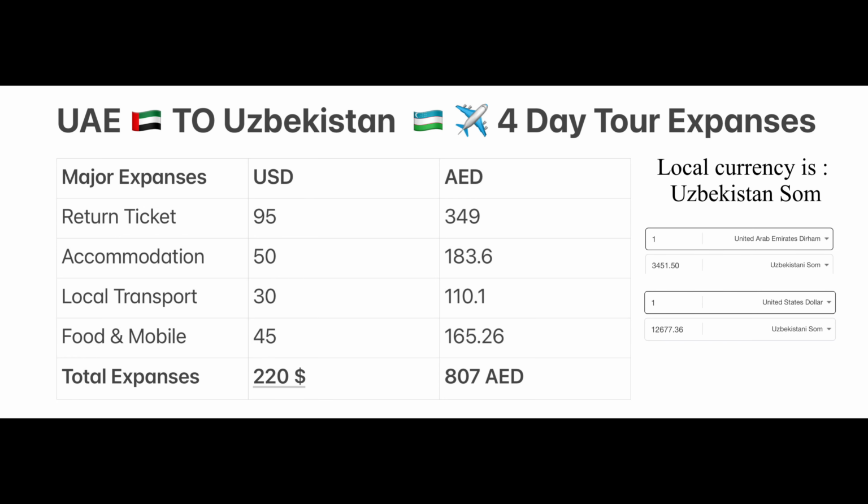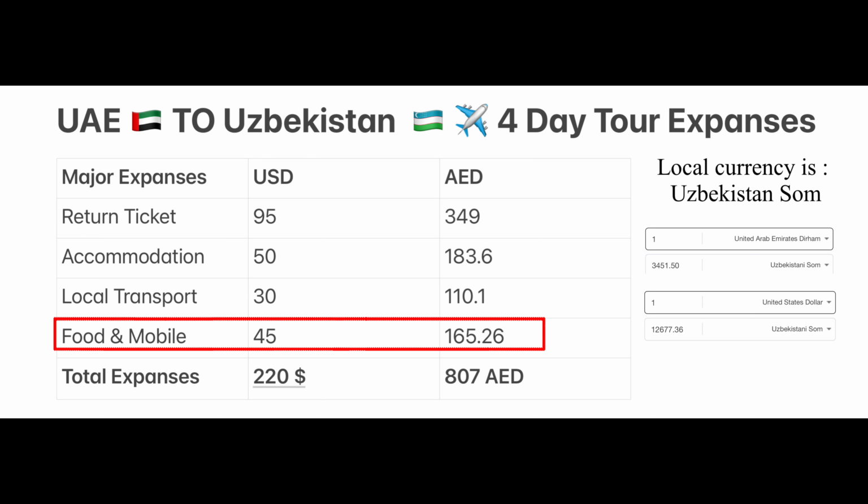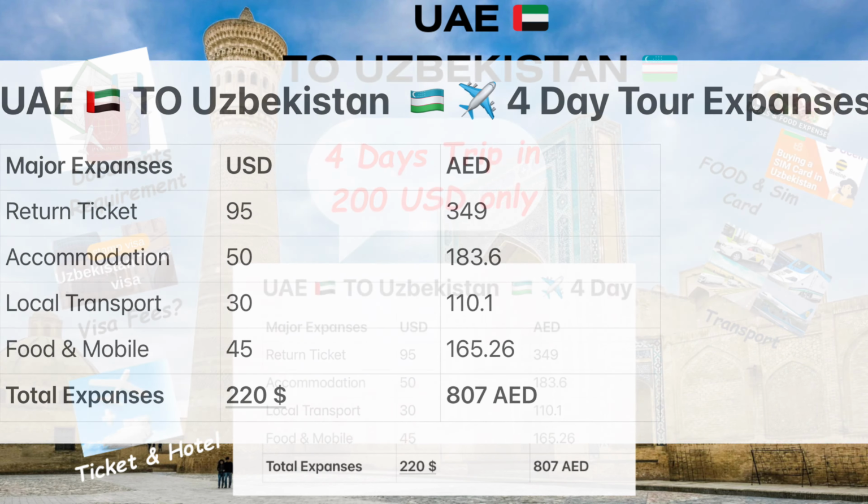So if we talk about food and mobile phones, food is not very expensive, it's a very reasonable price, almost similar to the UAE. You can spend around $30 for 3 days of food, $30 to $35 is also okay, and within $10 you can have a 1 week internet package. So that's for the food and the mobile SIM card.